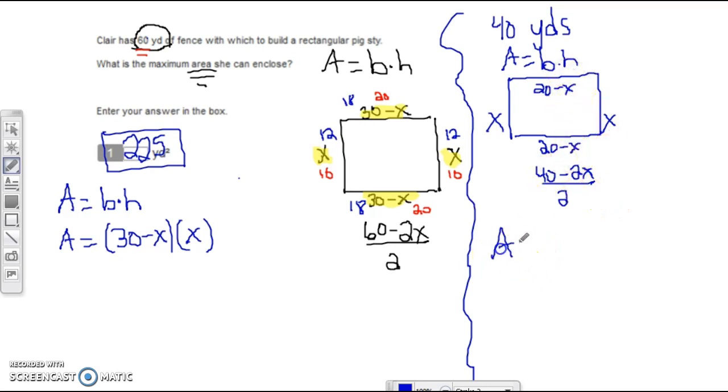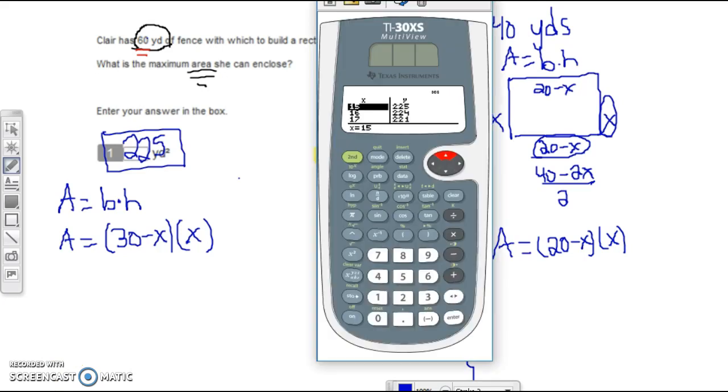Once I know those expressions, I can put them into my area formula, the base times the height. And then I can open up my calculator, go to the table button, and type it in. So 20 minus x. Oops, that is not what I wanted. 20 minus x times x. And then I'm going to start back at 0 and scroll through until I get the maximum area. So my area could be 19 or 36, all these different area options.